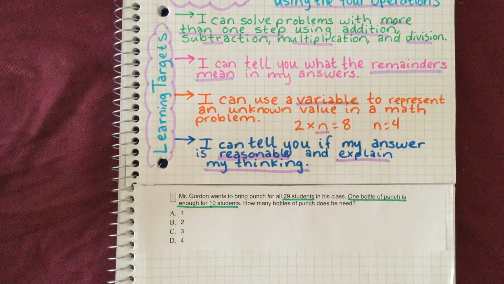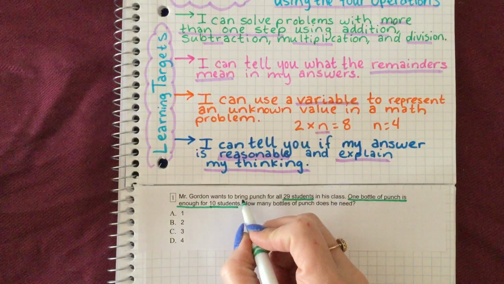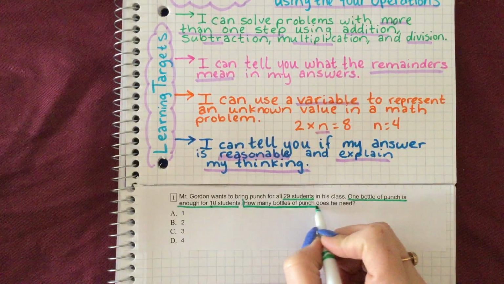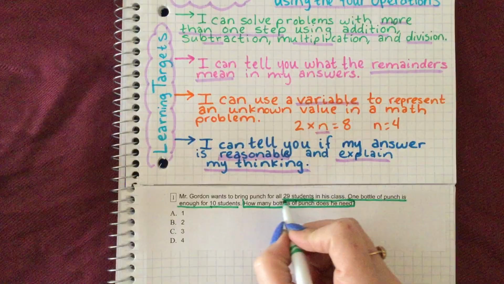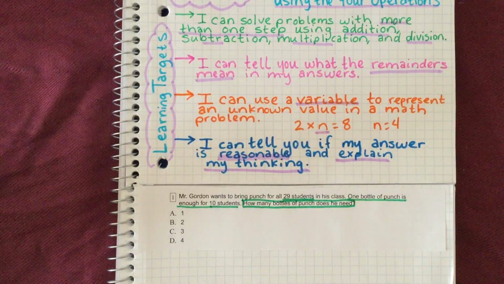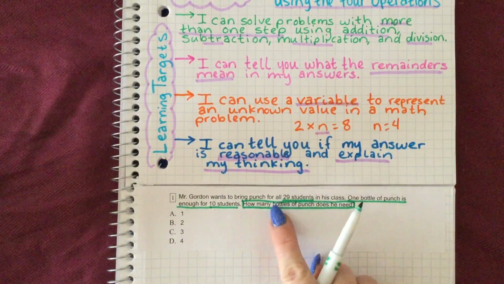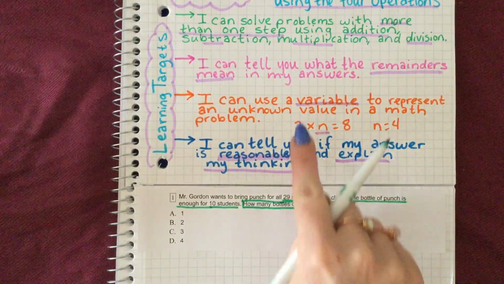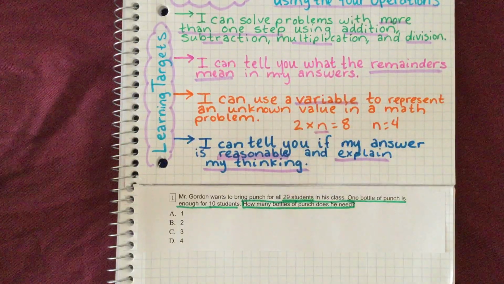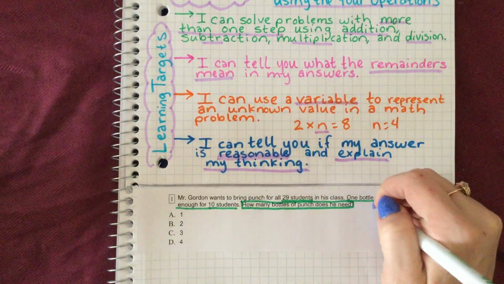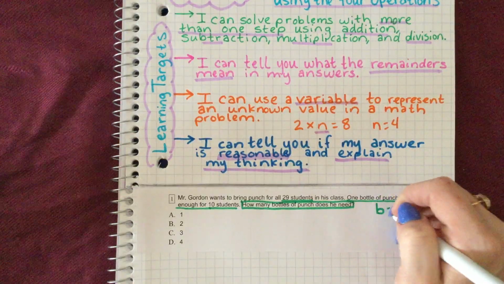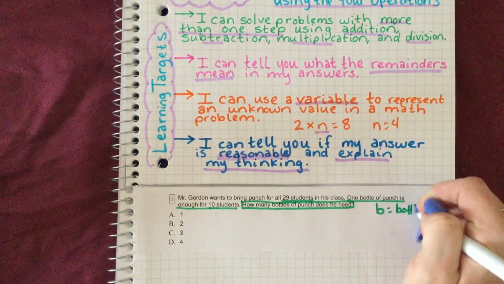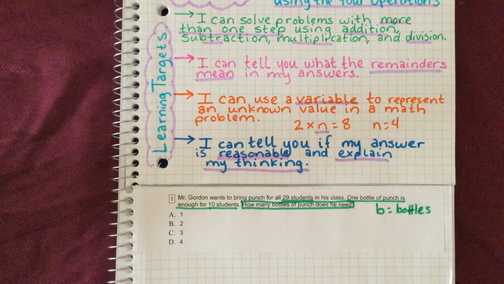And then, of course, what do we need to figure out? That's the question that's being asked. How many bottles of punch does he need? So our answer is in bottles of punch. If we're going to go back to this target where we're using a variable, we can say B for bottles. That can be our variable, B.